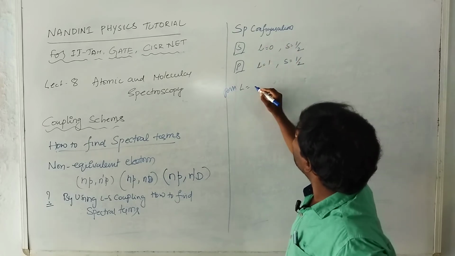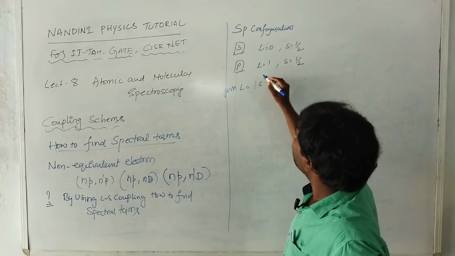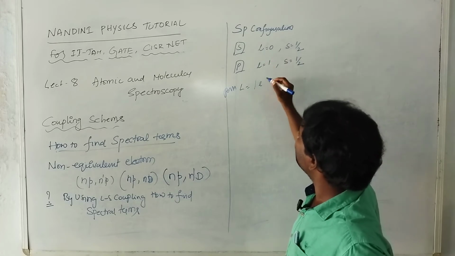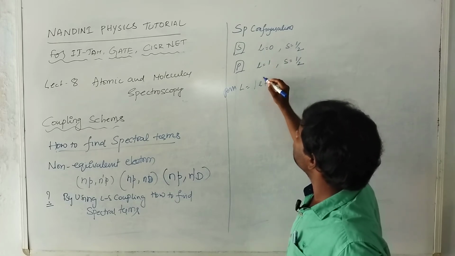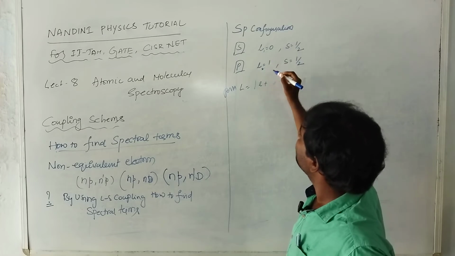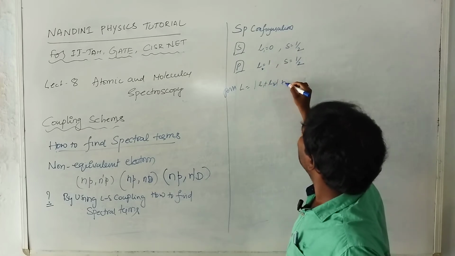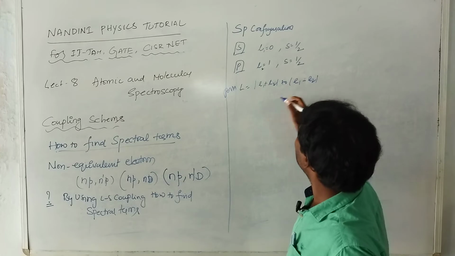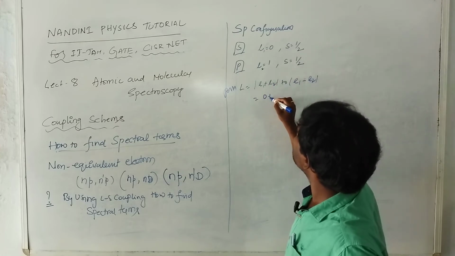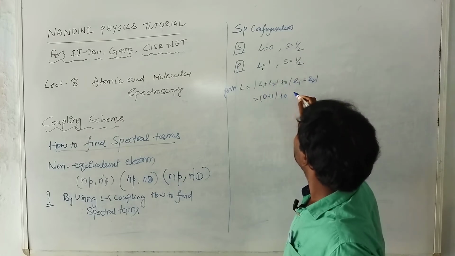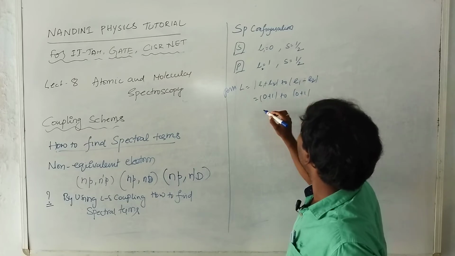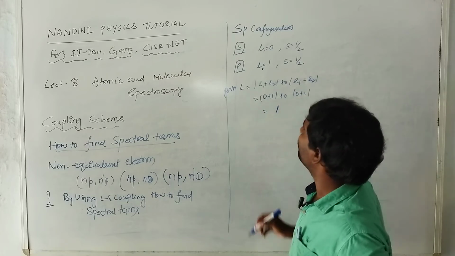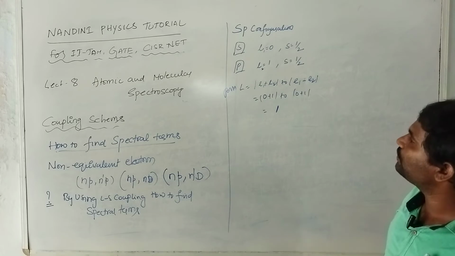Okay, the possible values of L: these are nothing but L1 and L2. So L1 plus L2 to L1 minus L2. The possible values are 0 plus 1 to 0 minus 1, so therefore the only value is 1. So the possible angular momentum value is 1 only.